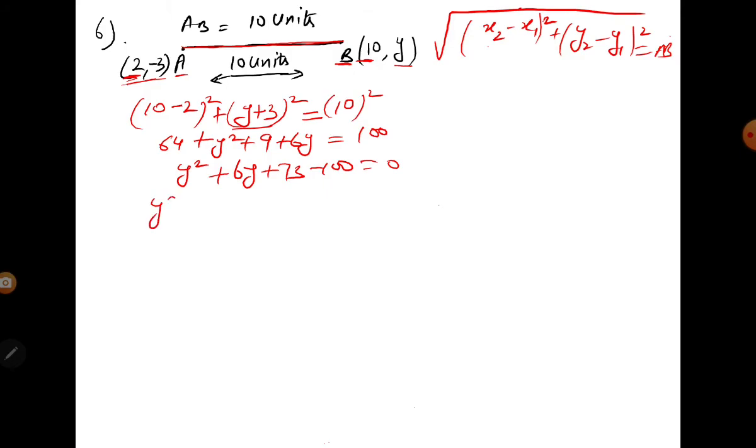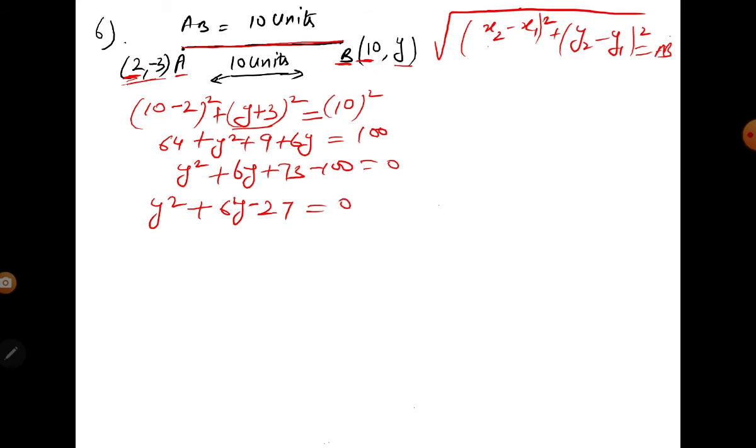So now we have y square plus 6y, and 73 minus 100 is negative 27. The sign will be negative because 100 is a bigger number. Now we'll separate this and make the factors.